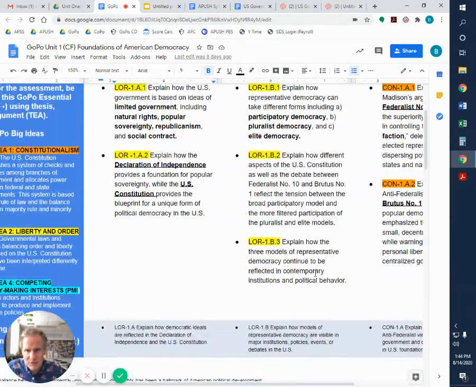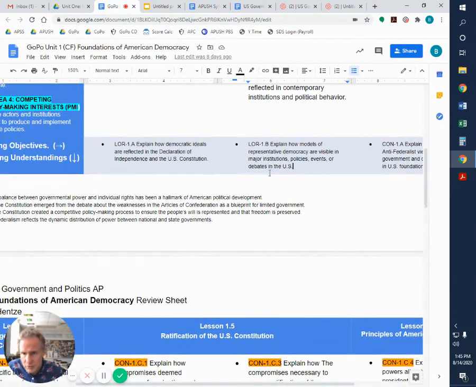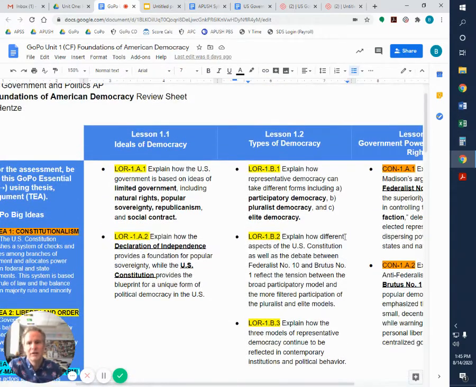It's a one-stop shop. So for example, when you're doing your assessment on lesson 1-2, and you have to explain how the models of representative democracy are visible in major institutions, policies, events, or debates in the United States, and you're like, what do I have to include in my answer? Ta-da! Look at the learning goals and see what we talked about in this lecture.